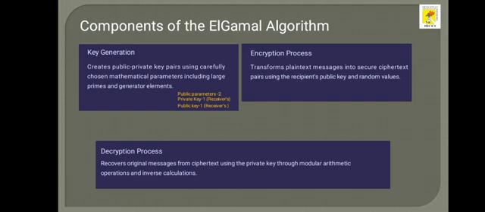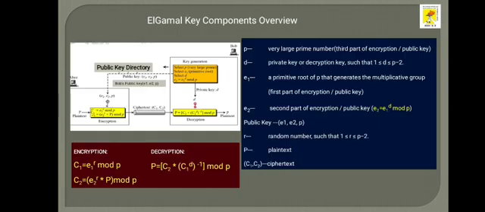In key generation, we need to consider large primes and generator elements. In the encryption process, we have to consider the public key and random values. In the decryption process, we need to consider the private key, modular arithmetic operations, and inverse calculation.